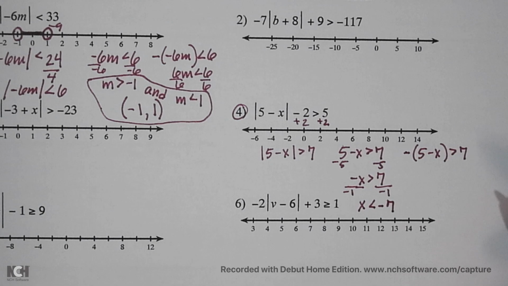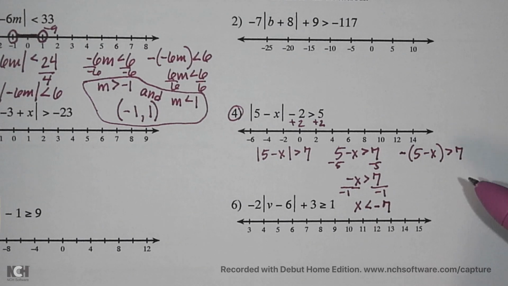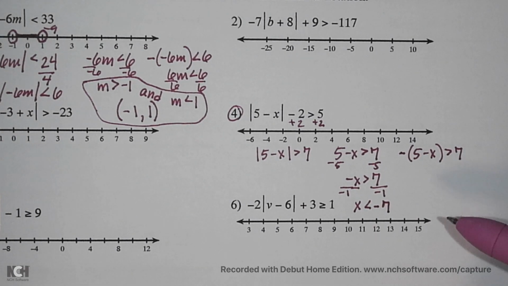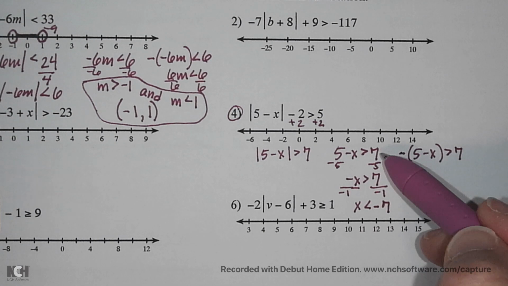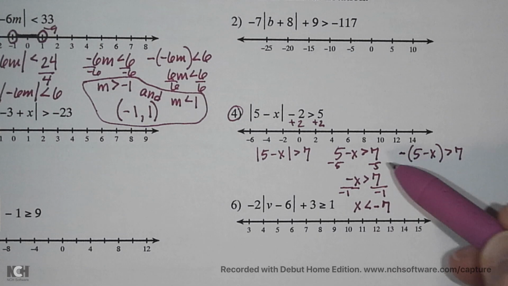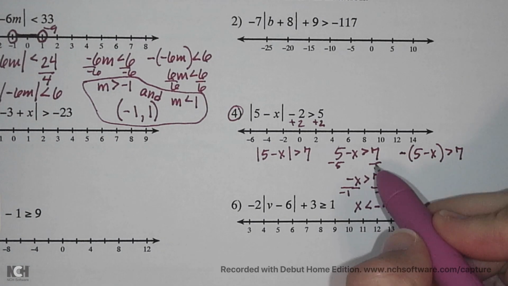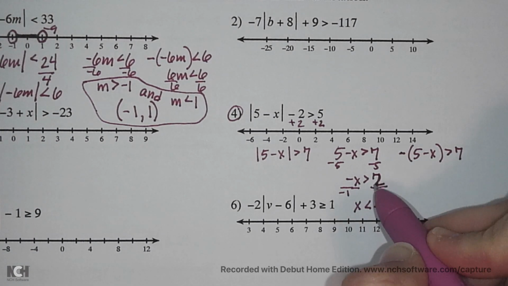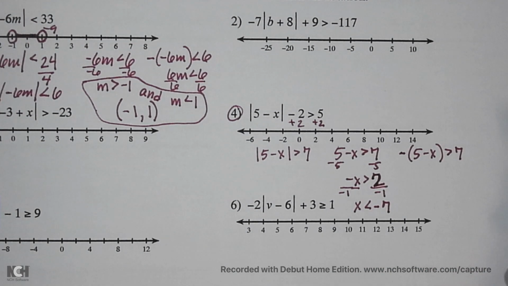Okay. And now I did something wrong, didn't I? Well, yes, look at me. Oh my goodness. I bet you guys all saw my mistake, didn't you? 7 minus 5 does not equal 7. No. 7 minus 5 equals 2. That's so much better.